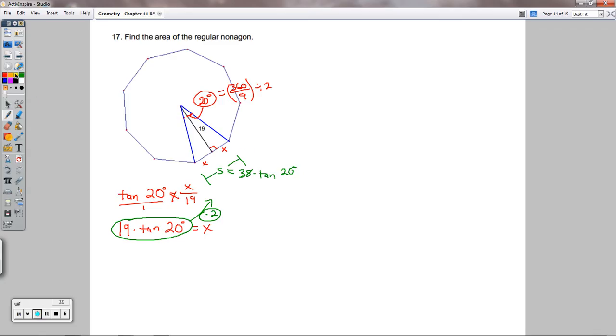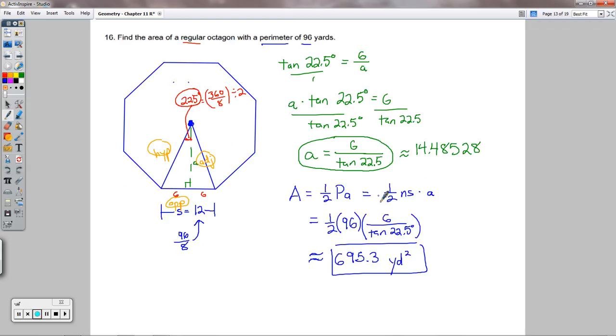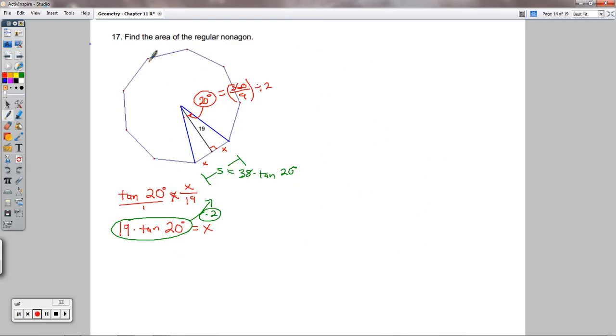So here, I think it makes more sense to use this idea, this thought instead. So we have area is 1/2 times the number of sides times the side length times the apothem. So we have 1/2. The number of sides is 9 in the nonagon. The side length was 38 times the tangent of 20. And the height, the apothem of the triangle was 19. So that times 19. If you put all this into a calculator, you are going to get your answer.